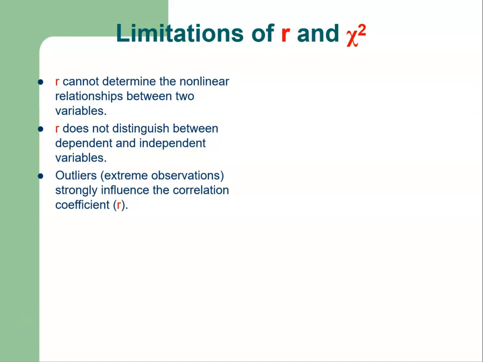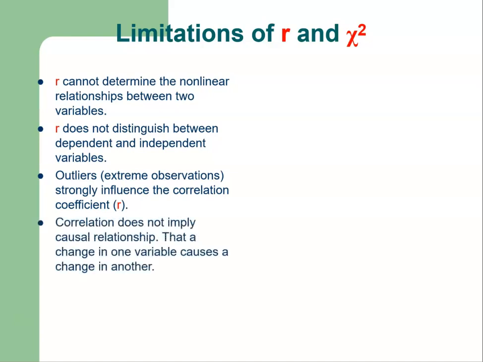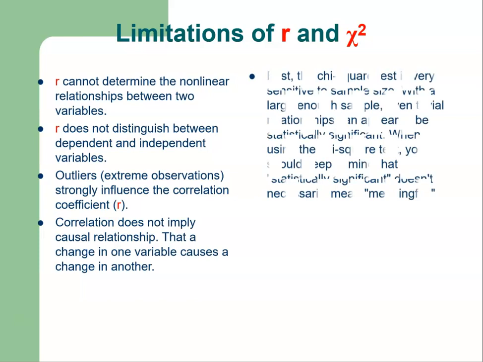Another limitation of the coefficient of correlation is that outliers or extreme observations strongly influence the value of the coefficient of correlation. For example, if we include one outlier in one series or both of the series, then the value of the coefficient of correlation will change a lot. Correlation doesn't imply a causal relationship, that is, a change in one variable causes a change in another. So it doesn't necessarily imply a causal relationship between two variables.